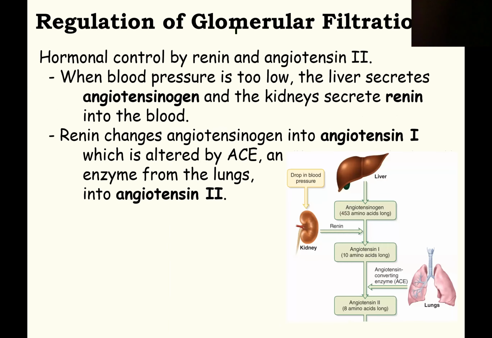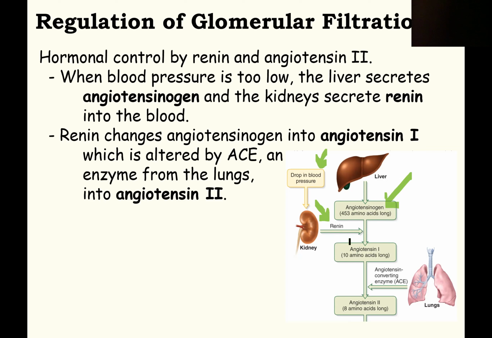The second way is the renin-angiotensin II mechanism. When blood pressure is low, the liver is going to secrete angiotensinogen, which is a protein that's 453 amino acids long. You don't have to know that number, but this is just to give you an idea rather than showing you a picture of it. And the kidneys secrete renin. That was one of the functions of the urinary system.